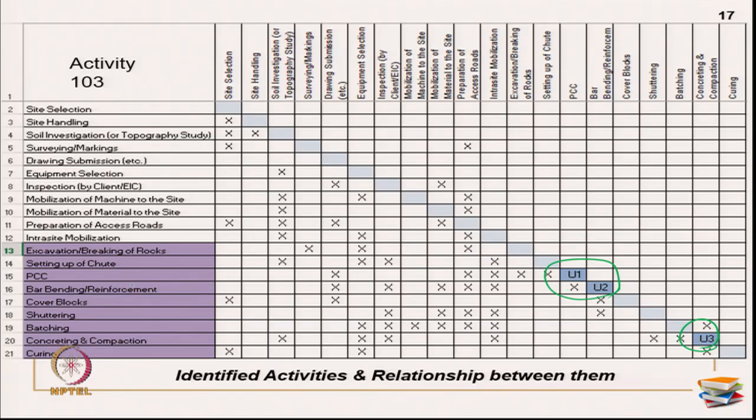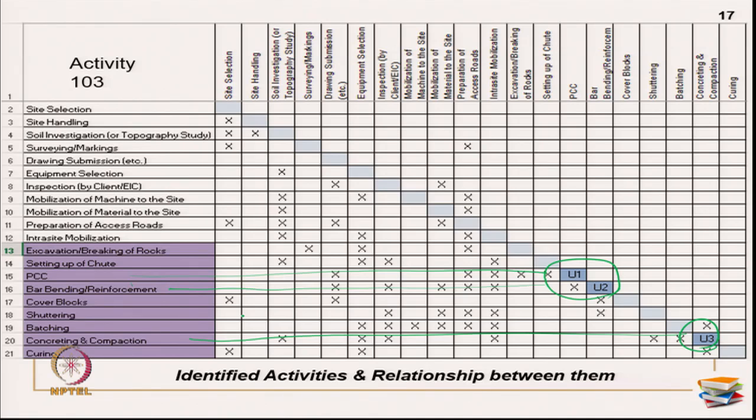Number 1 is on PCC, plain cement concrete. Number 2 on bar bending and reinforcement. Number 3 on concreting and compaction. Okay. So, it is primarily excavation or breaking of rocks and then disposal of rocks, then PCC, primarily pouring of concrete, then bar bending or reinforcement, cover blocks, then shuttering, batching, concreting, compaction and curing.